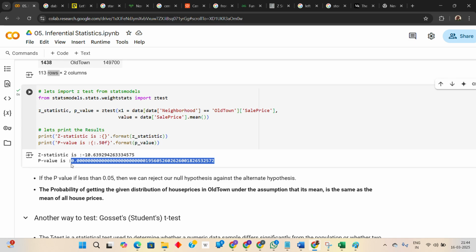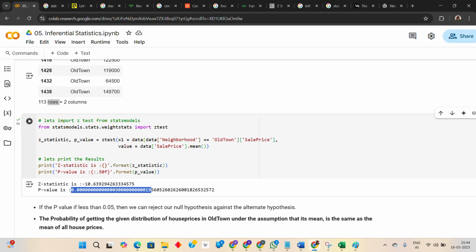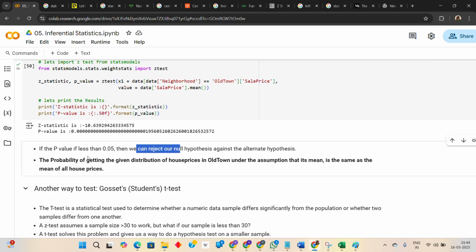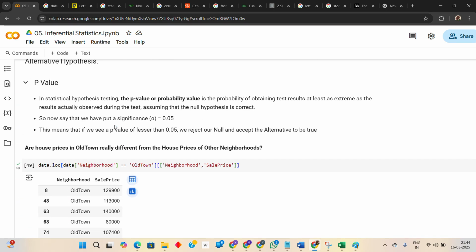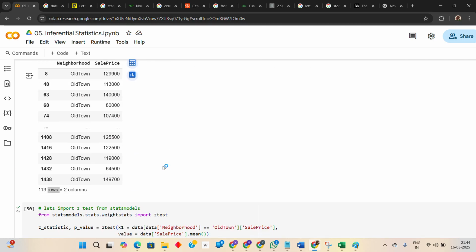The p value we are getting is 0.0000000019. Now tell me, is it really less than 0.05? Yes, it is. So we can reject the null hypothesis. Here you can see we can reject our null hypothesis. So the probability of getting this, given the distribution of houses in Old Town under the assumption that its mean is the same as the mean of all houses, is what we are rejecting. We are saying it is not the same, but it is actually different.